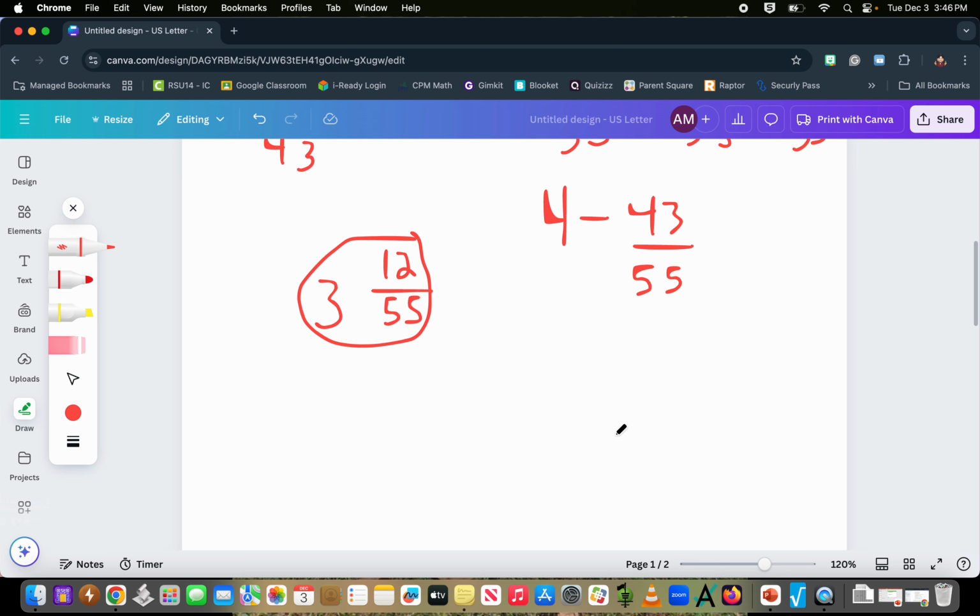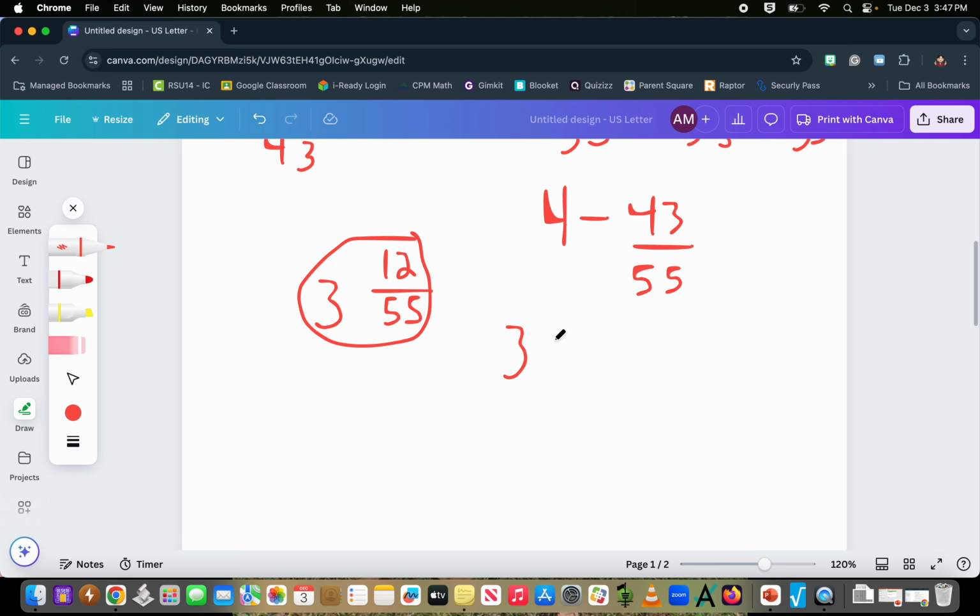Now, this is where the borrowing comes in. So the first step in doing this is I need to rewrite this number here, the 4, as a mixed number. So the way I do that is I'm going to borrow 1 from the 4. So when I do that, I get 3.